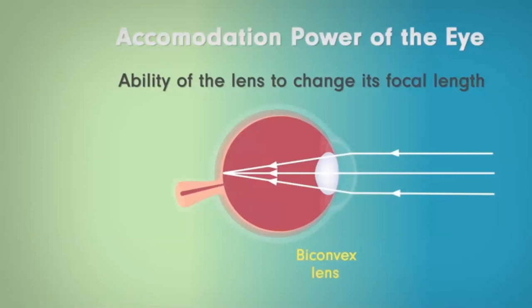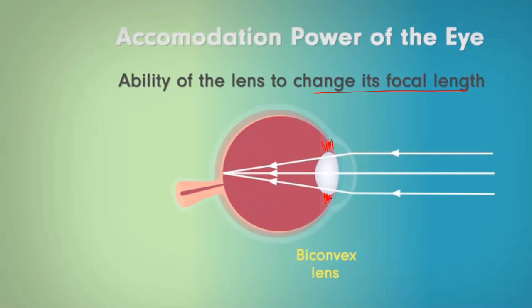Last class, we also studied something about power of accommodation. What is power of accommodation? It is the ability of the lens to change its focal length according to the requirement. According to the distance of the object, the lens will change its curvature with the help of ciliary muscles, and as the curvature changes, focal length changes. Hence, we are able to focus on things at any distance.